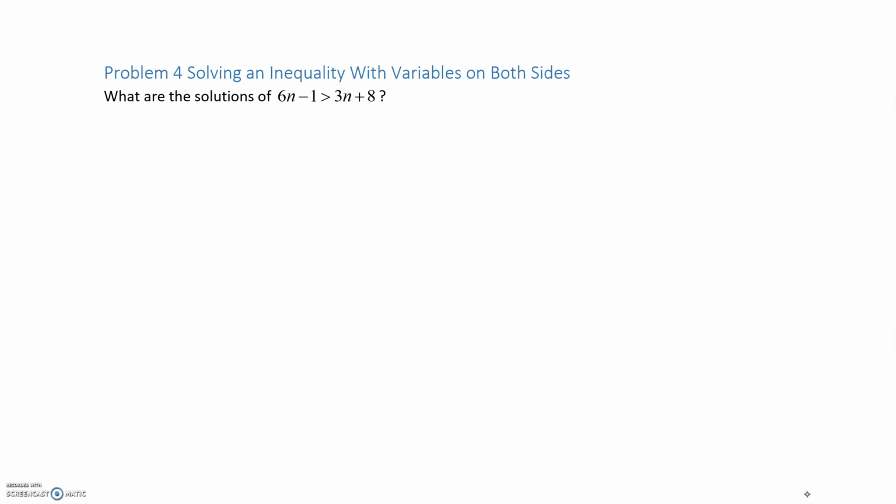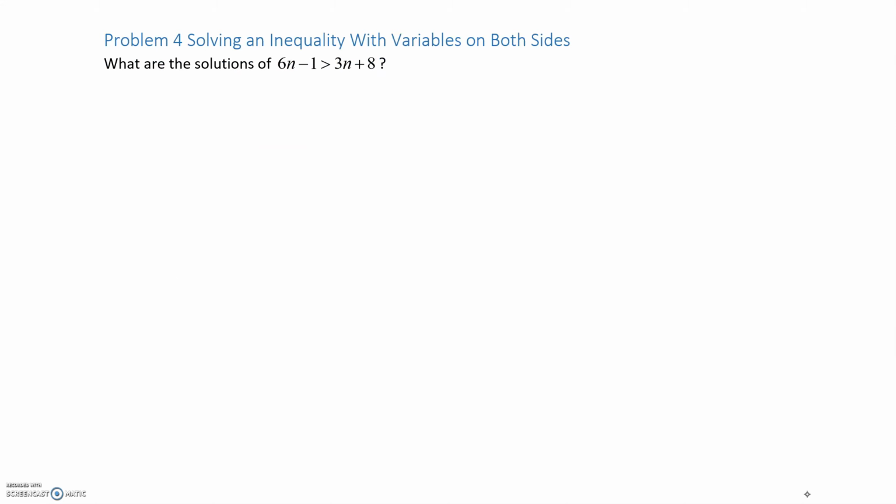So if we have a variable on both sides, we're using the exact same way that we've always done it. We need to get our variables on one side and our constants on the other, okay? So the first thing I'm going to do is move this 3n over to the other side. So to do that, I'm going to subtract 3n from both sides. That leaves me with 3n minus 1 is greater than 8.